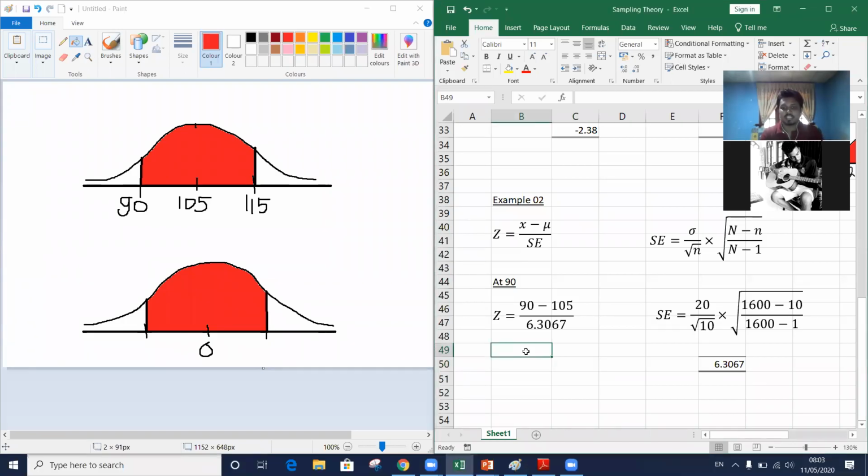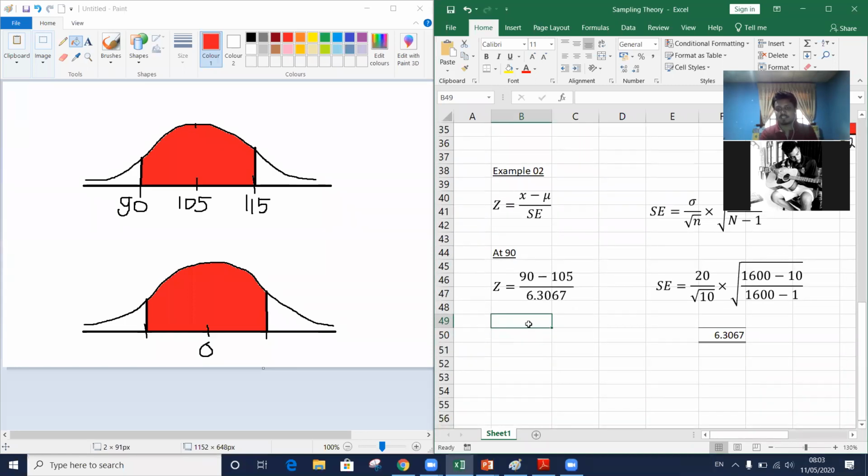Okay, we will start again. Right. So we were here. What is the value here? Right. Example number 2.